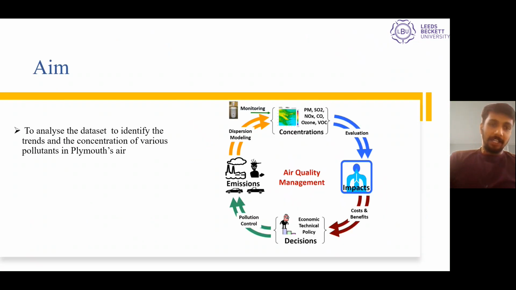First, the aim. The aim of the study was to analyze the dataset of Plymouth Center, which I have collected from the Air Quality England website, and to analyze the concentration of various pollutants present in Plymouth's air. The dataset has been taken from the air monitoring station of Plymouth Center.